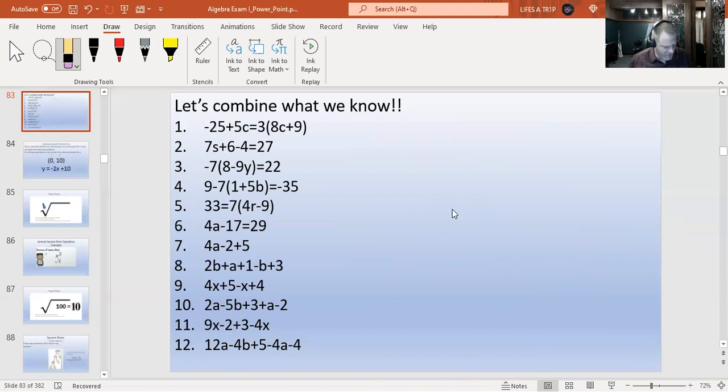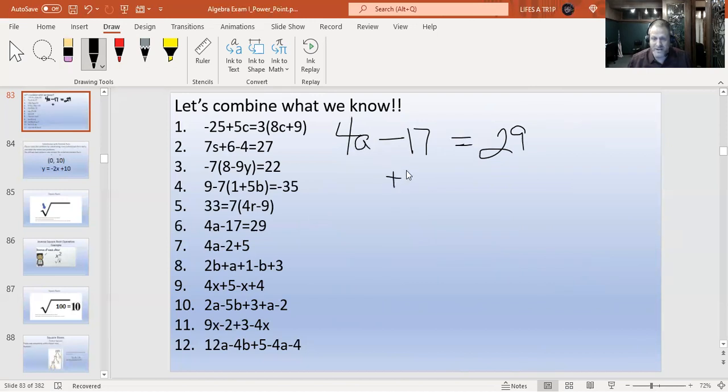Okay, so let's do number 6. 4a minus 17 equals 29. All right, so let's get rid of that 17 because we want to start working our way over to the a to get it by itself, even though there's a 4 there next to it. We're going to tackle that one too and get that 4 out of there.